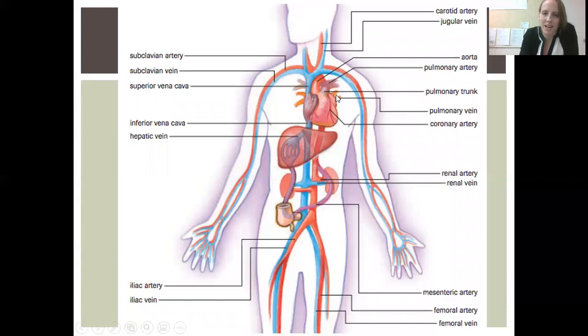The pulmonary vein, you can't actually see where the lungs are on here, but the pulmonary vein would be going to the lungs, and the pulmonary artery would be going to the lungs. The aorta is that big blood vessel there. Our vena cava, you can see kind of attaching to the bottom and the top of the heart. You do not need to know the mesenteric artery or the iliac artery or vein or the hepatic vein. We're also going to talk later about the coronary arteries.